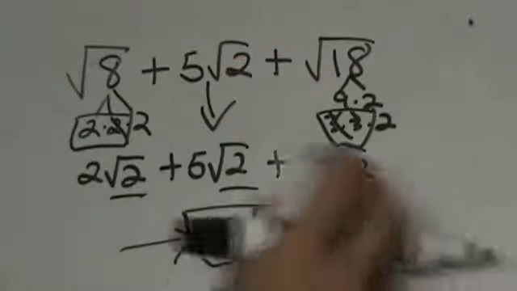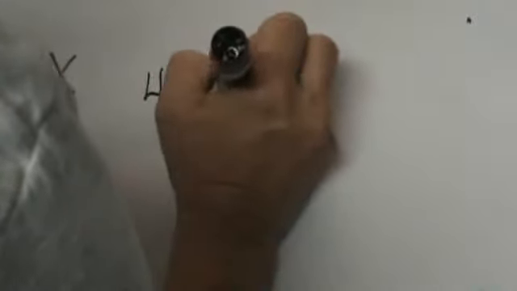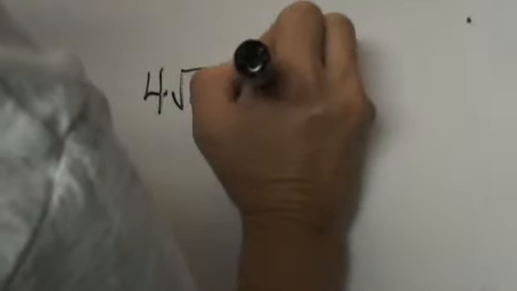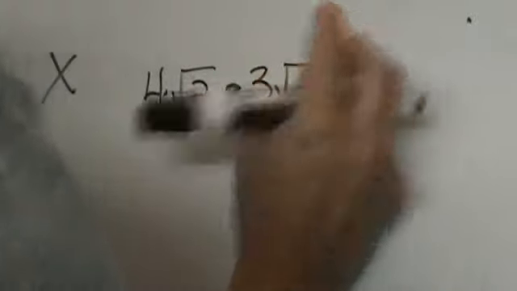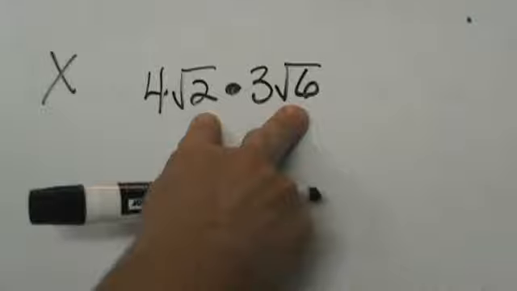So that's how you add. You always want to break down your radicals into the smallest form. Okay, let's talk about multiplying. When you multiply two radicals, we do not need to have like radicands. Okay, we can just multiply.